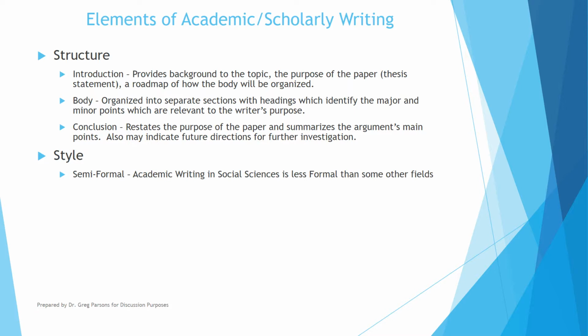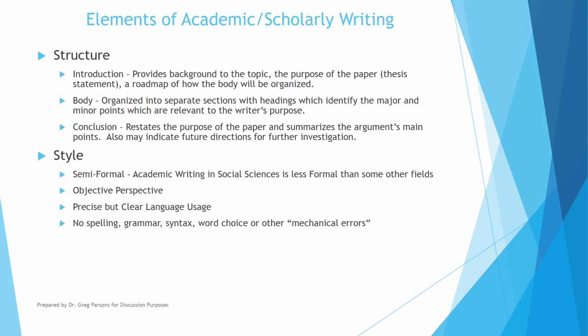The style of writing needs to be semi-formal. The vocabulary that's used may not be as formal as some other fields in the social sciences, but it still needs to be appropriate. You write in an objective perspective, you use clear and precise language, and you avoid mechanical errors such as spelling and grammar, which we would expect. At a doctoral level, you should not turn in papers that have poor grammar or that have misspelled words. And you have your APA manual to help you with some of the formatting and guidelines.